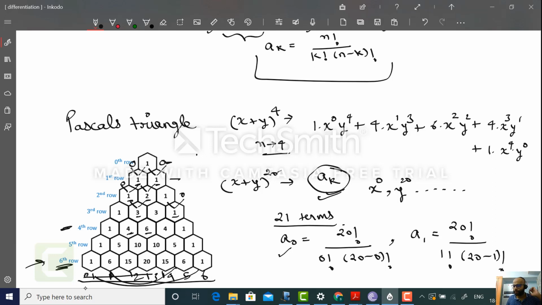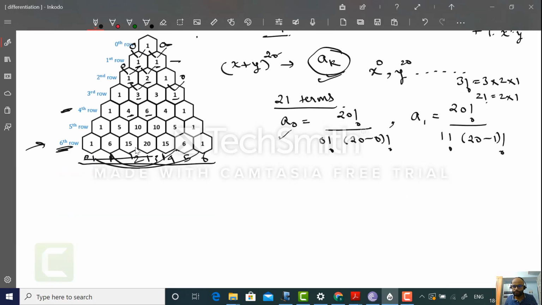And what is the factorial? I think you all must be knowing this. A factorial is, for example, if I were to ask you what is 3 factorial, it will be 3 into 2 into 1. 2 factorial is 2 into 1. Or let's say I had asked you 5 factorial. 5 factorial would be 5 into 4 into 3 into 2 into 1. So this is how you can find factorials, and this is how you can find any term of any row.